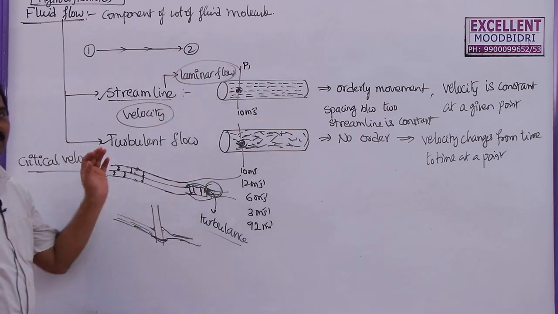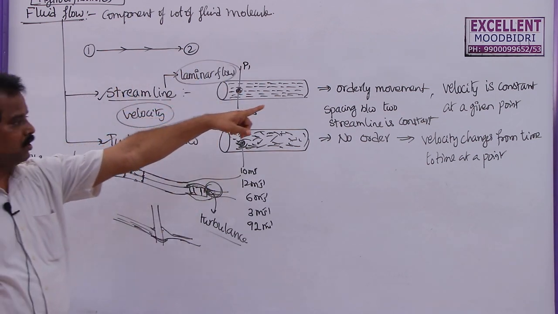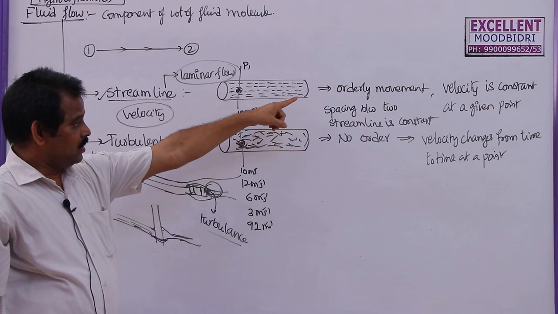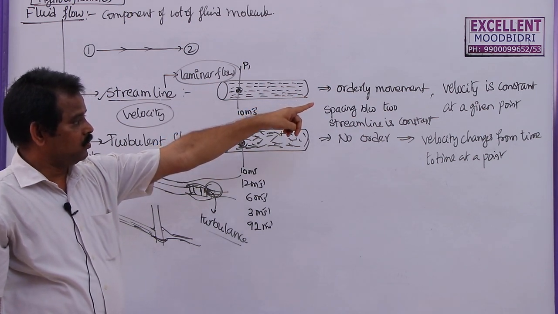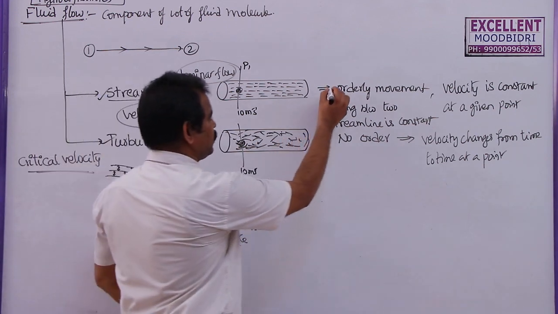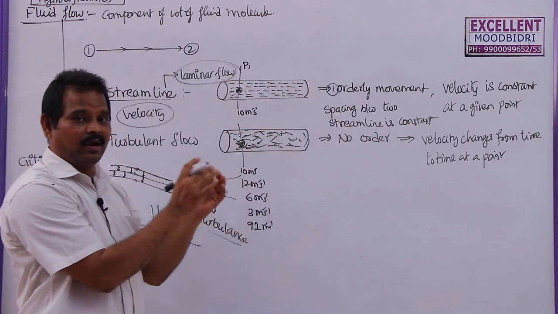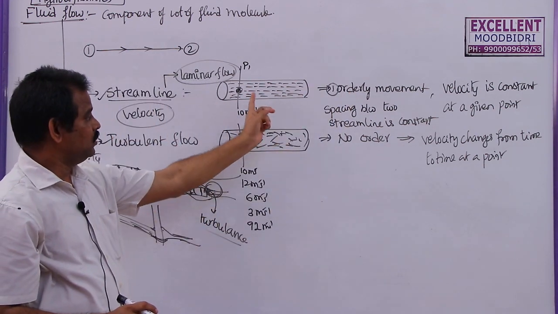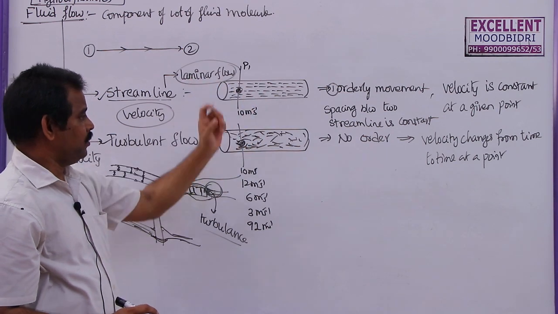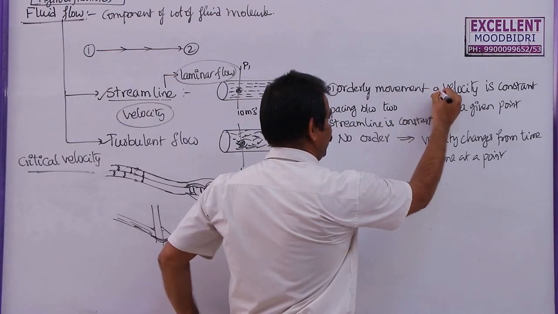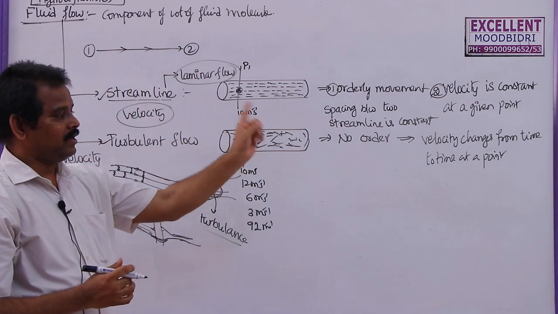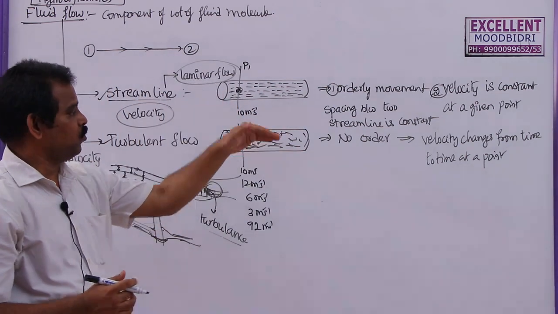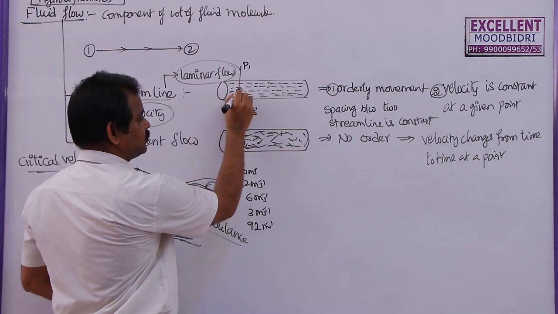So what are the properties of laminar flow? So there you can see the orderly arrangement, orderly movement of fluid molecules will take place. The first point is the orderly movement of fluid particles takes place in the laminar flow. Second one, the velocity of a fluid particle is constant at a given point. That means if the fluid is flowing at a particular point, velocity is constant.